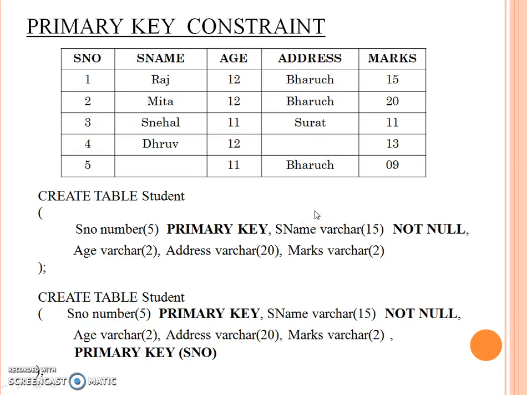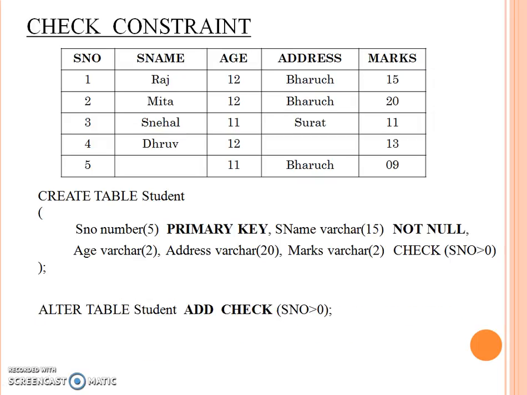Primary key constraint. The column can be given a primary key constraint by giving primary key with the column at the time of creation, or else I can specify the primary key at the end of the table. And the particular column for which I want the primary key to be generated, I have to write in brackets.